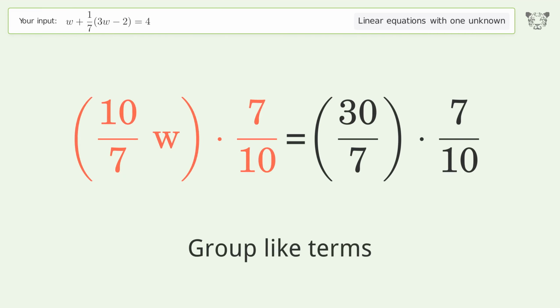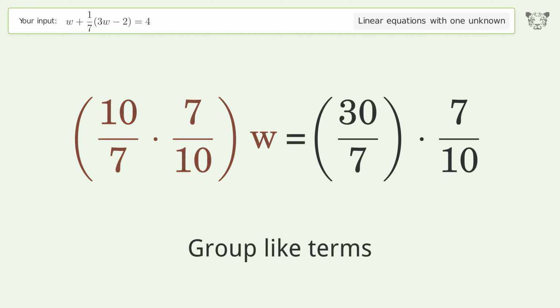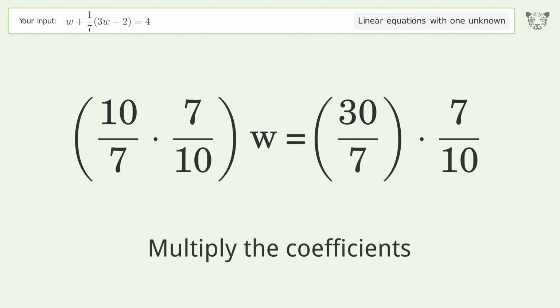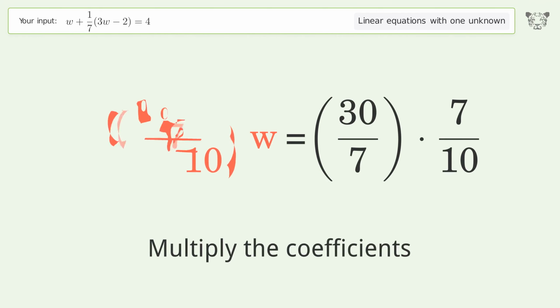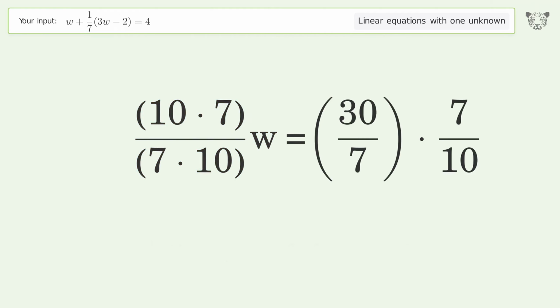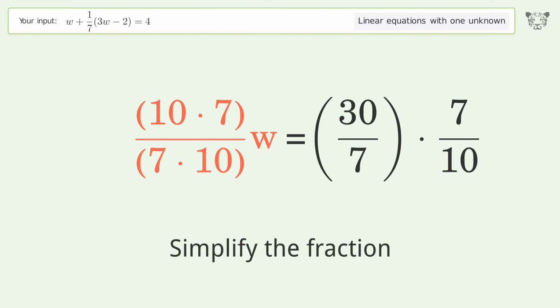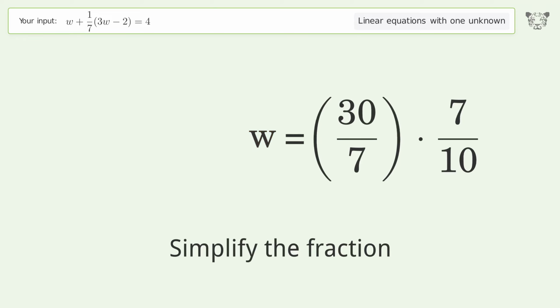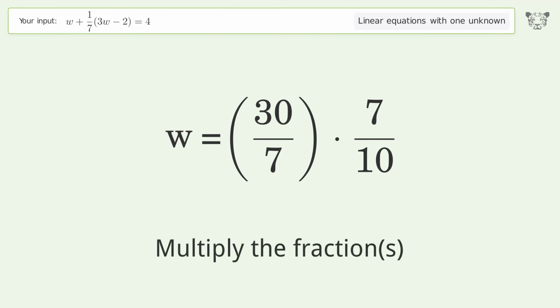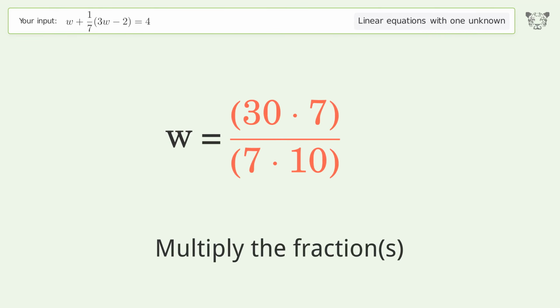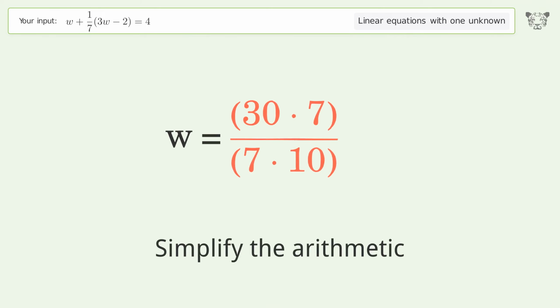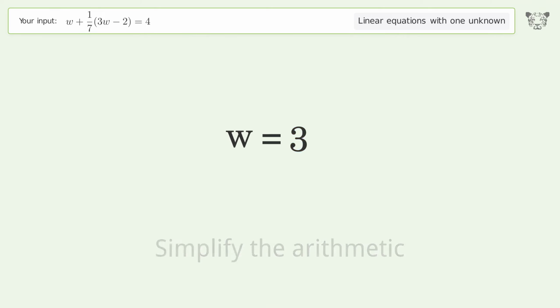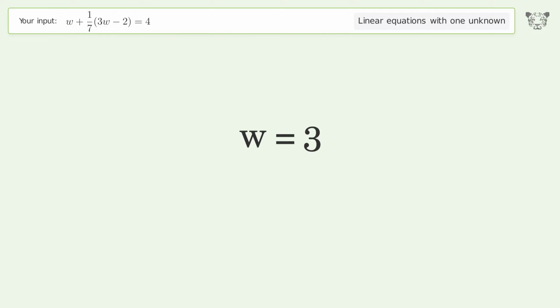Group like terms. Multiply the coefficients. Simplify the fraction. Multiply the fractions. Simplify the arithmetic. And so the final result is w equals 3.